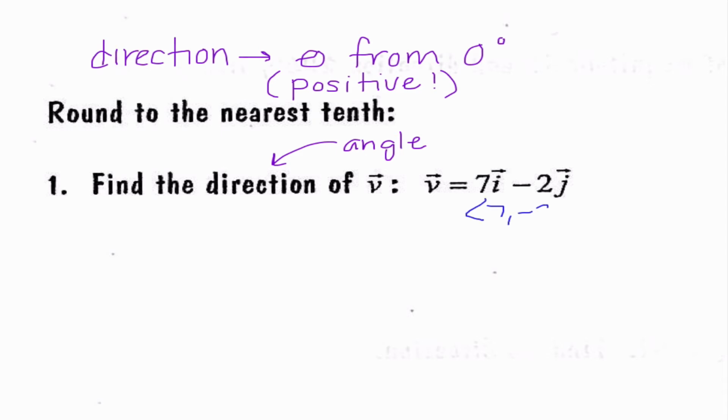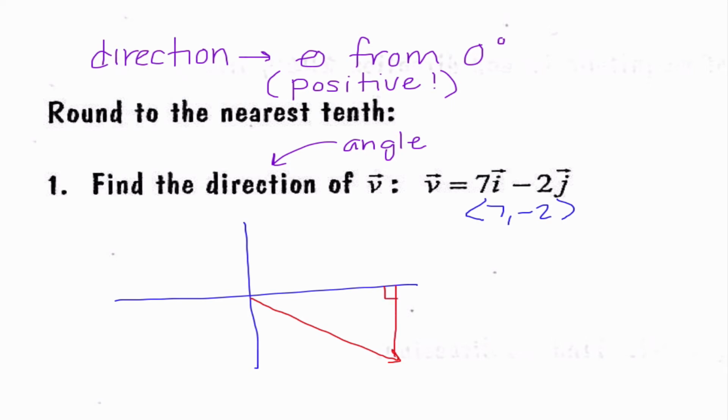I know that our component form would be 7, negative 2. So if I'm trying to draw this out, 7, negative 2 would be in quadrant 4. Now keep in mind, I don't care if I'm drawing this accurately in terms of the initial and the component form. What I care about is the direction that we're actually moving in here. So I'm going to somehow draw this ray, this vector, into quadrant 4. And we're going to say it's moving to the right 7 and down 2.